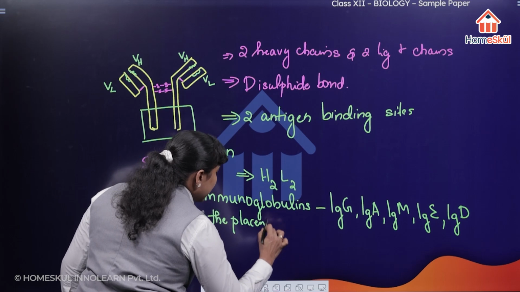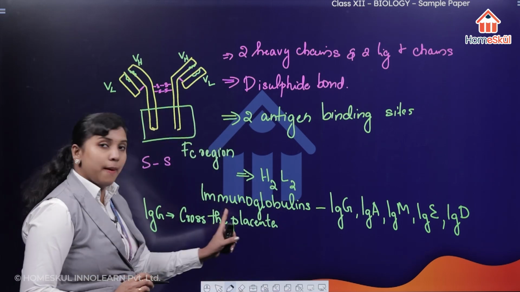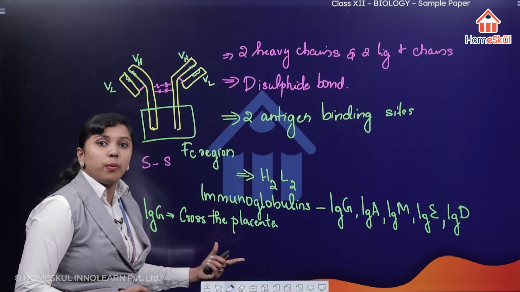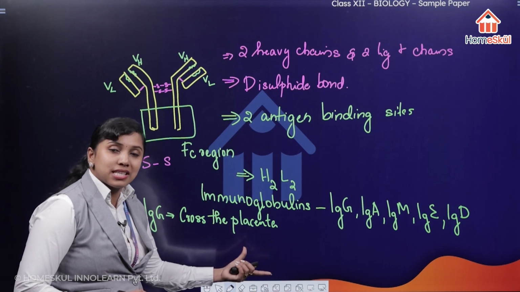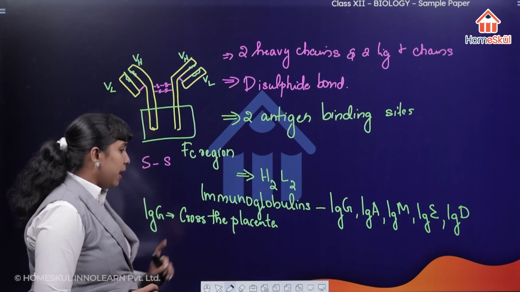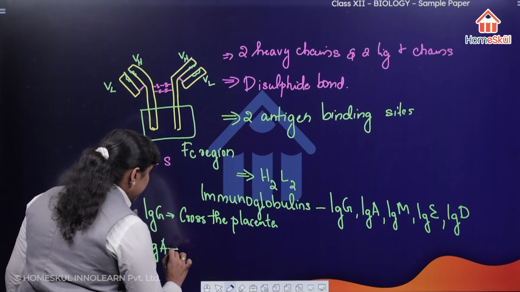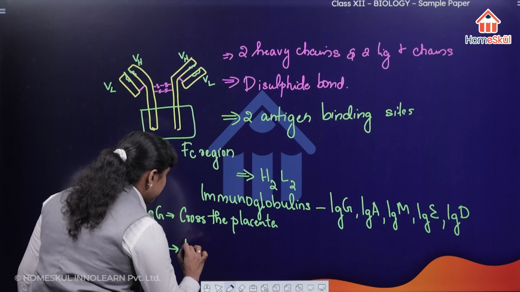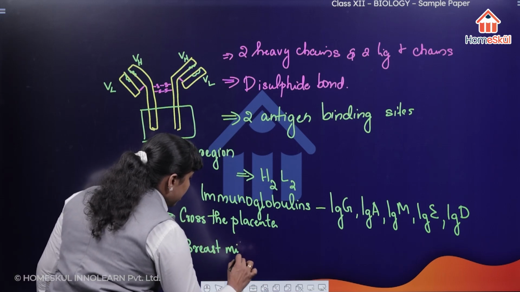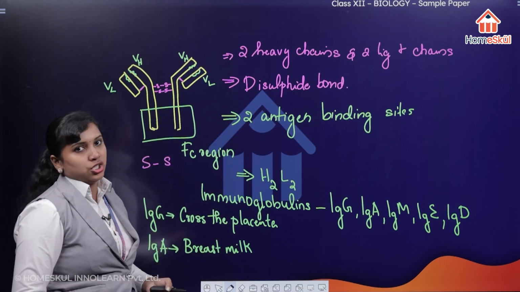It is the only antibody which is capable of crossing the placental barrier. So, they are basically providing a baby with passive immunity. Clear? Then, IgA, it is present in breast milk, mucus and blood, etc. So, they are basically provided by lactating mothers to their child.